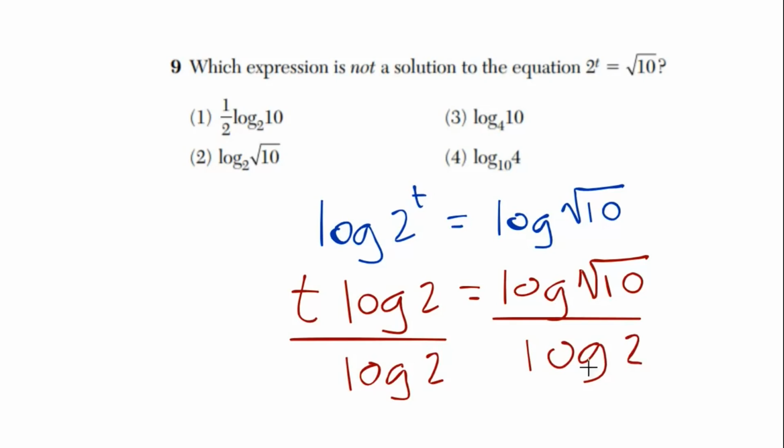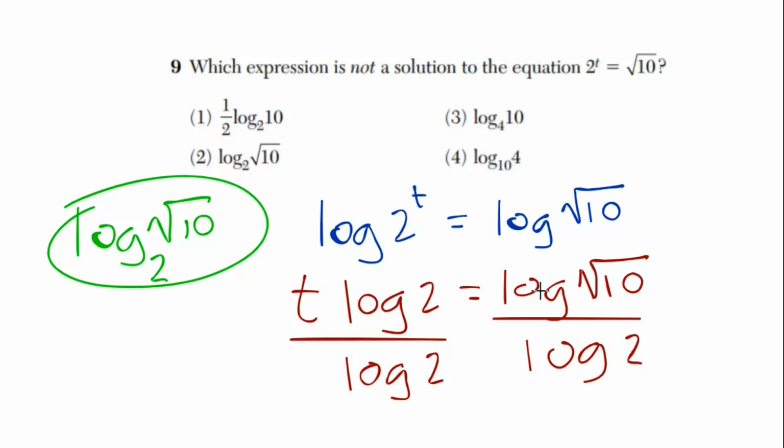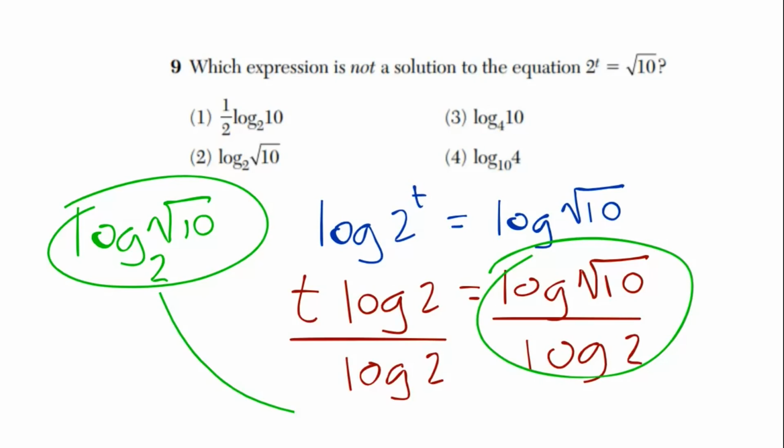Log of 2. Now here, it obviously doesn't look like an answer choice, but we have to put that in the change of base formula. What that is the same thing as saying is, if I wrote it as log base 2 of root 10, I said that in the wrong order, log base 2 of root 10, that is the same exact thing as this. That's the change of base formula for logarithms.